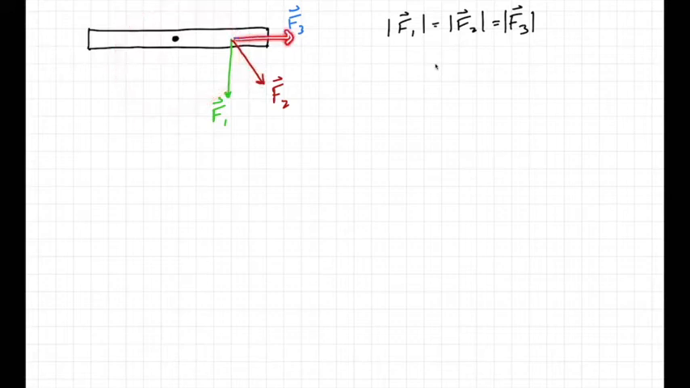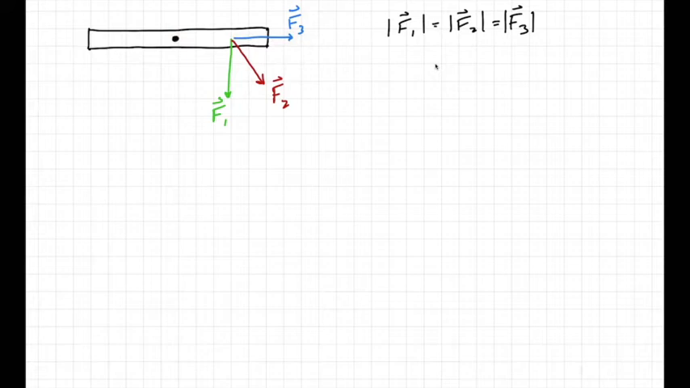F3, however, is just pulling straight out from the axis of rotation. And so we're not going to get any rotation at all. All F3 is doing is really pulling on that axis. If this wasn't fixed in place, this would just cause a translational acceleration to the right. If it is fixed in place, this force really doesn't do anything. Maybe it puts some stress on this axle, but it's not causing any rotation.